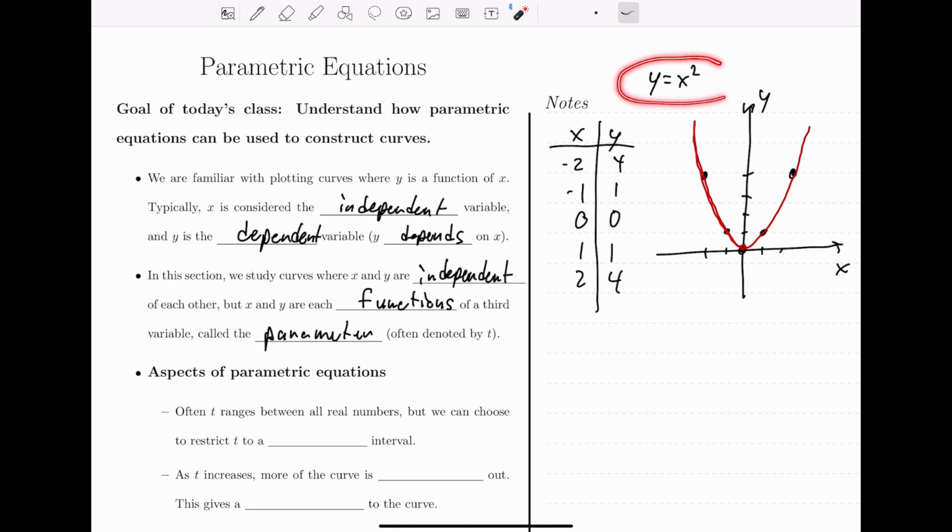So we don't have a function relating x and y. Rather, we have two functions, two different equations, an equation for x and an equation for y. And before we go any further, let's look at an example of this.